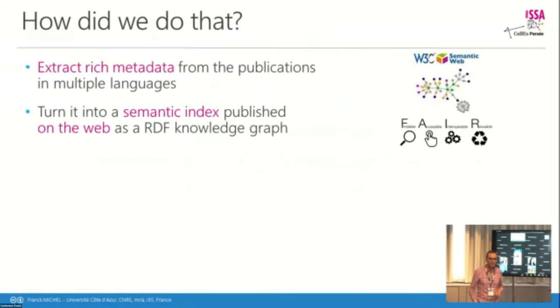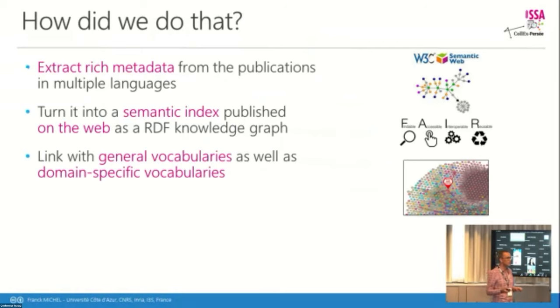So how did we do that? Well, the process is rather natural. The first thing is that we use existing text processing algorithms to extract rich metadata from the articles of an archive. And we turn this into a semantic index that we publish on the web of data as a linked data set according to FAIR principles. We link this to general purpose vocabularies or domain specific vocabularies that in that case depend on the community.